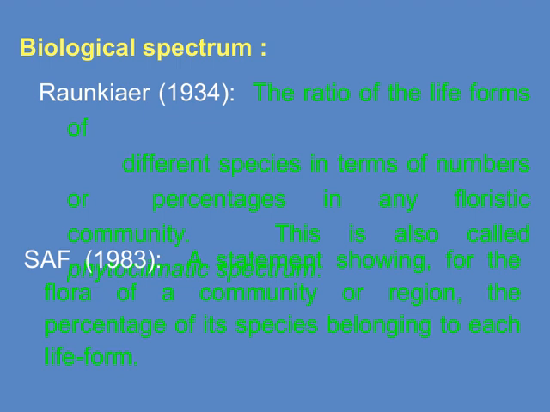Later, in 1983, SAF defined it as a statement that shows, for the flora of a particular community or region, the percentage of species belonging to each life form. So, essentially, both definitions focus on illustrating the composition of plant life forms in a community, but one emphasizes the ratio or percentage, making it easier to analyze the dominance or prevalence of certain forms.